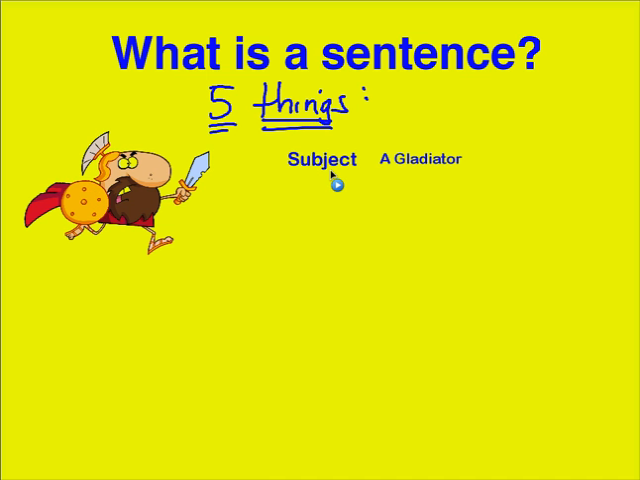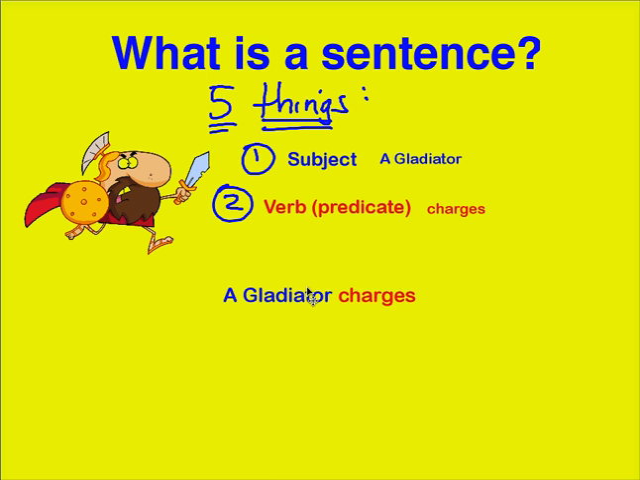So the first thing that every sentence has to have is something or someone doing something. And that's called our subject. And in this case, our subject is a gladiator. The second part of a sentence is that that subject, that someone or something, has to be doing something. And that doing something is called our verb, or if you want to get really fancy, our predicate. In this case, the gladiator is charging. So we've got a gladiator and we've got charges. Okay, subject and a verb.